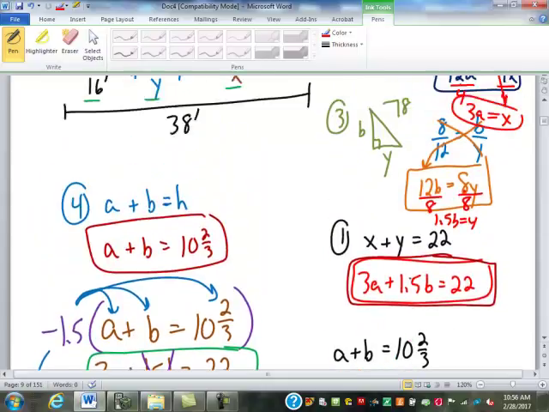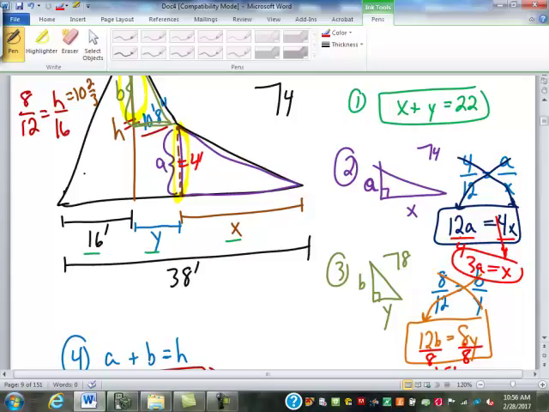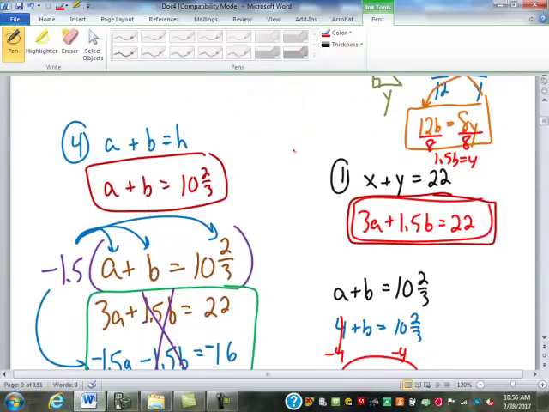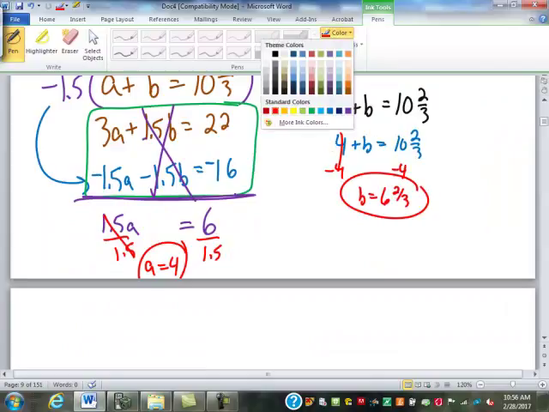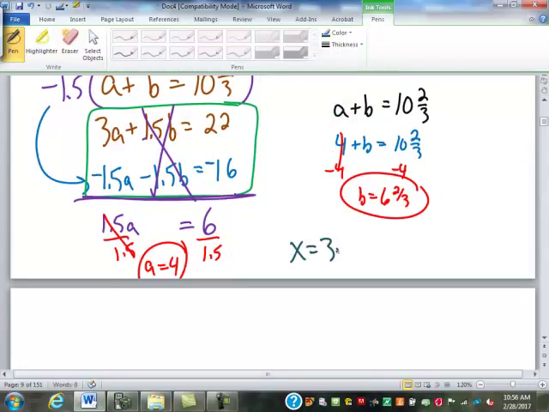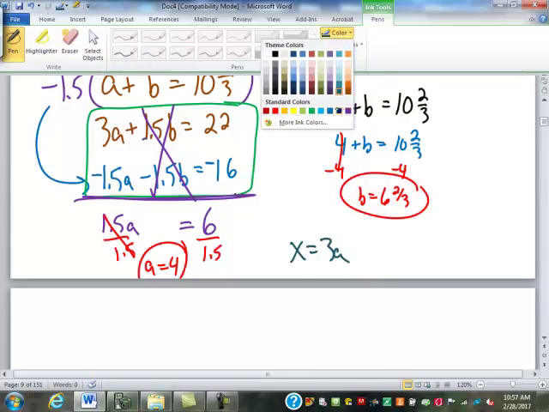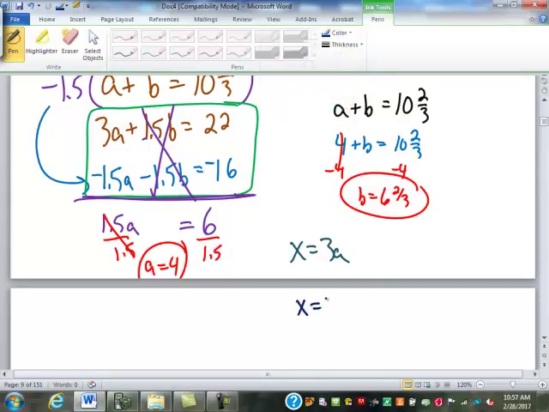Yeah. So I'll scroll back up here for a second. B then is 6 and 2/3. Now A and B don't matter, but they do have to add up to that 10'8", which is h, which they do here. But we have to have A and B because A and B are going to allow us to find x and y. We had this equation right here that says x is equal to 3a. Or 3a equals x. Now if we know that a equals 4, x is equal to 3 times 4, or 12.